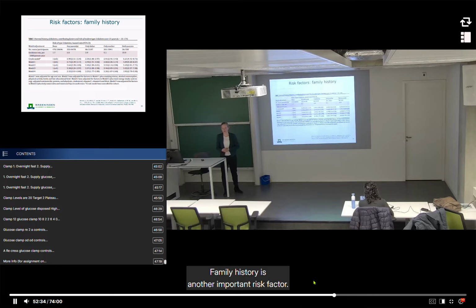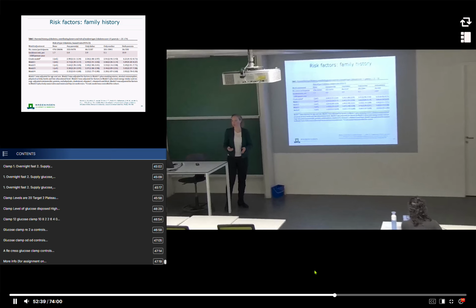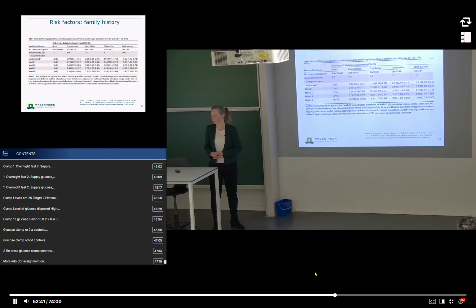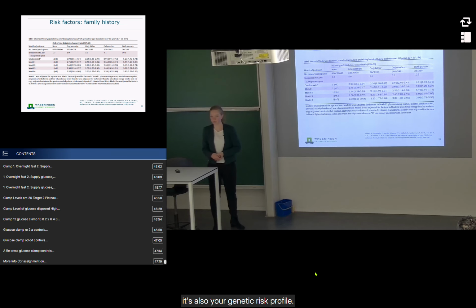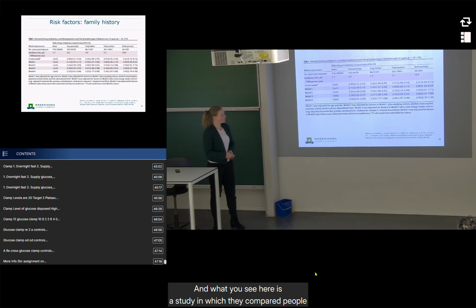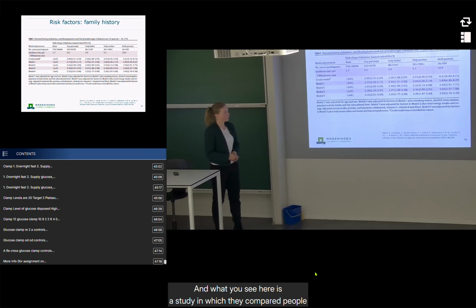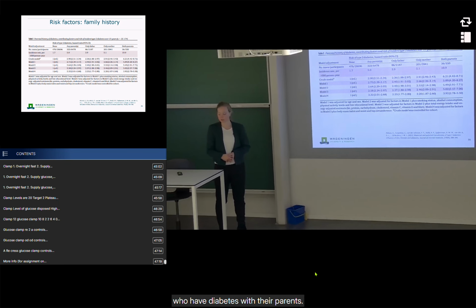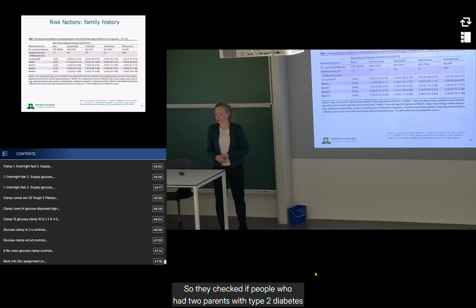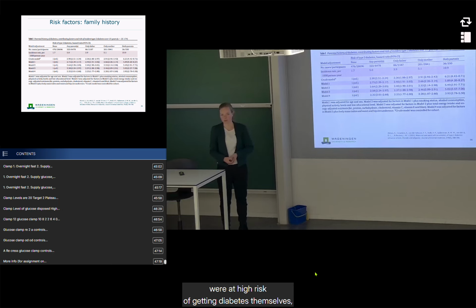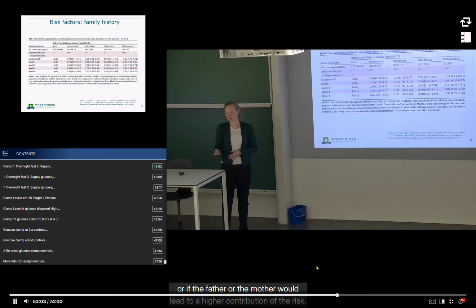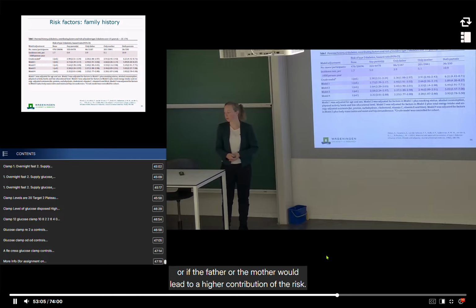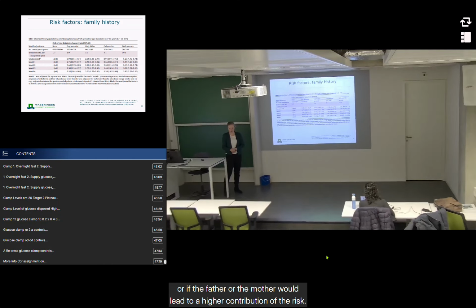Family history is another important risk factor. I said there's a genetic component in the disease, so it's not only lifestyle or only age that is doing something, it's also your genetic risk profile. And what you see here is a study in which they compared people who have diabetes with their parents. So they checked if people who had two parents with type 2 diabetes were at higher risk of getting diabetes themselves compared to people who had no parents with diabetes, or only one, or if the father or the mother would lead to a higher contribution of the risk.